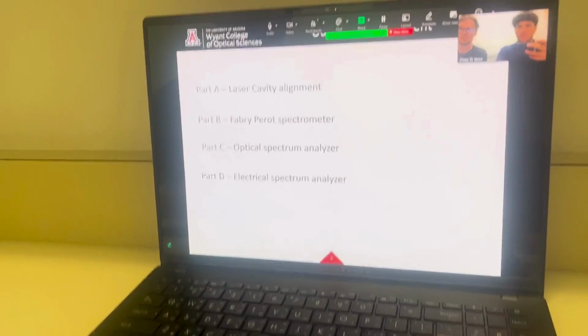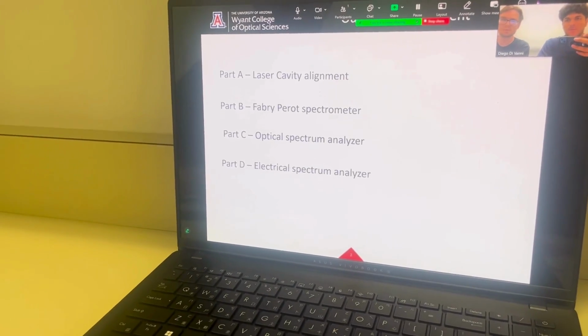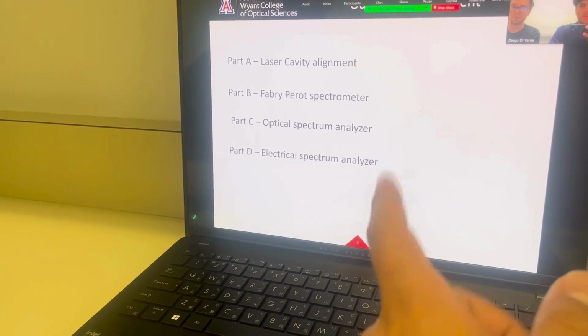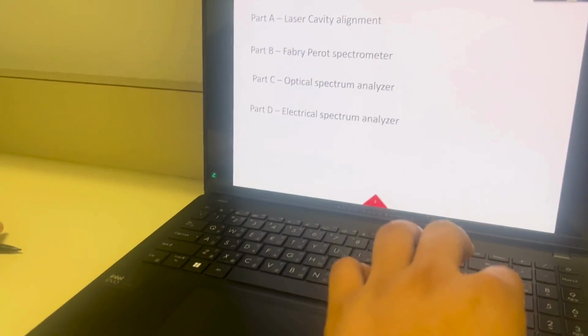So that's the outline of the experiment. For part A, we did the laser cavity alignment. For part B, we did the Fabry-Perot spectrometer. Part C, optical spectrum analyzer. And part D, electrical spectrum analyzer.